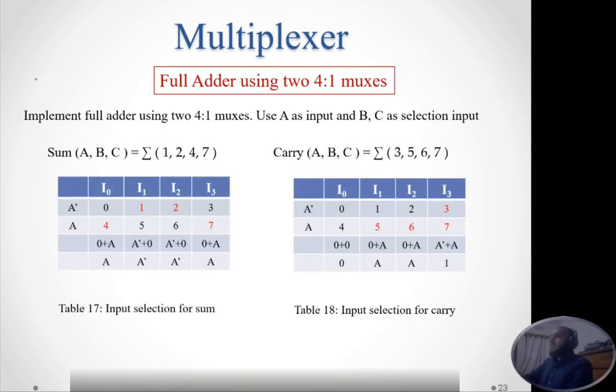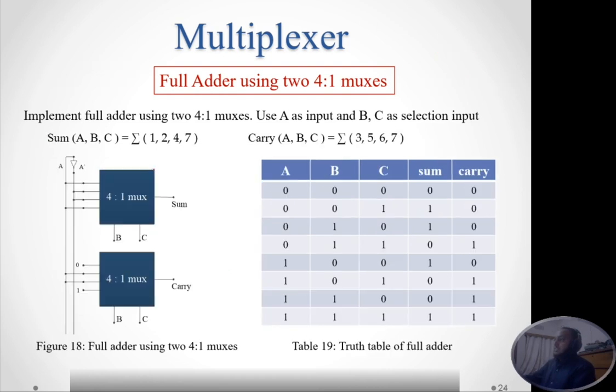In full adder we have 3 inputs, so we can implement full adder using 4:1 mux. In full adder we have 2 outputs, sum and carry, so we will need 2 4:1 muxes. So here I have implemented sum and carry using 4:1 mux. This is the logic diagram and this is the truth table of full adder.